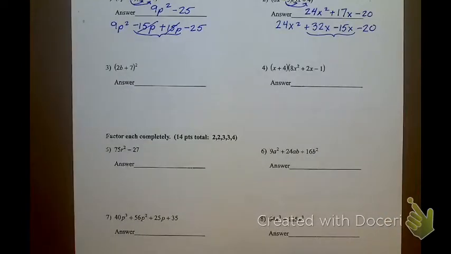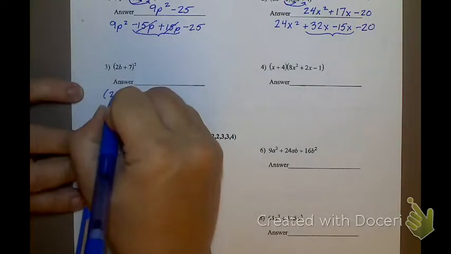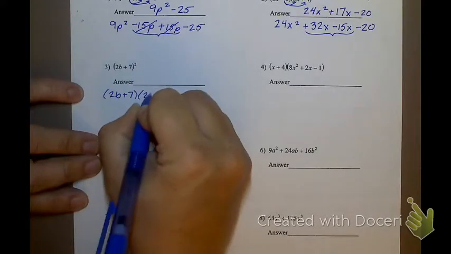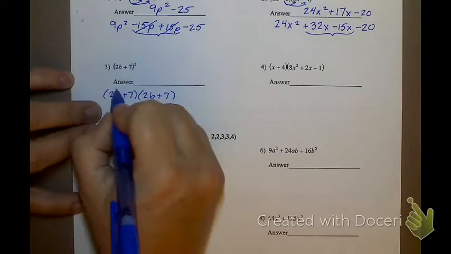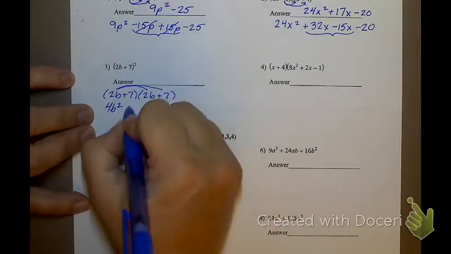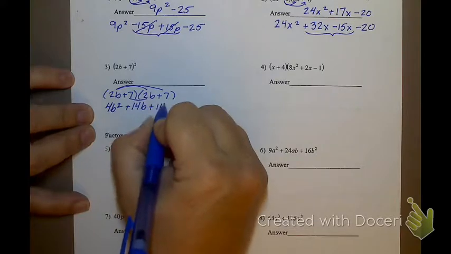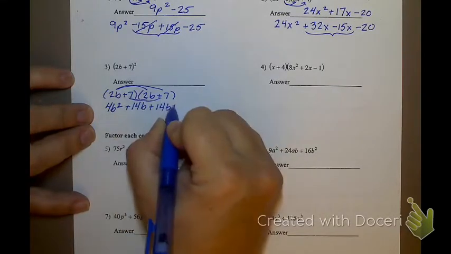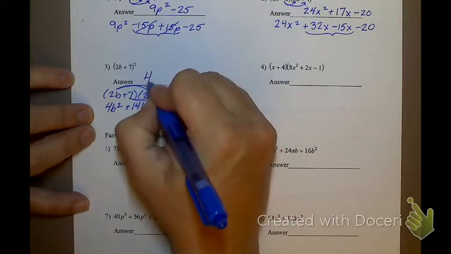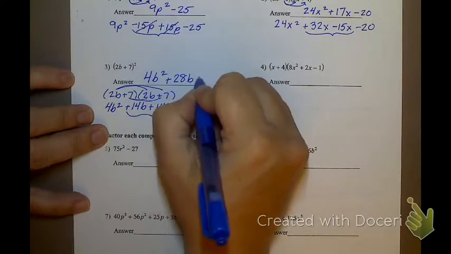All right, number 3. 2b plus 7, squared. What happens when we have something squared? You write it twice, right? So it's 2b plus 7 times 2b plus 7. So 2b times 2b is 4b squared. 2b times 7, 14b. 7 times 2b, 14b. And 7 times 7, 49. So again, combining those like terms, I have 4b squared plus 28b plus 49.